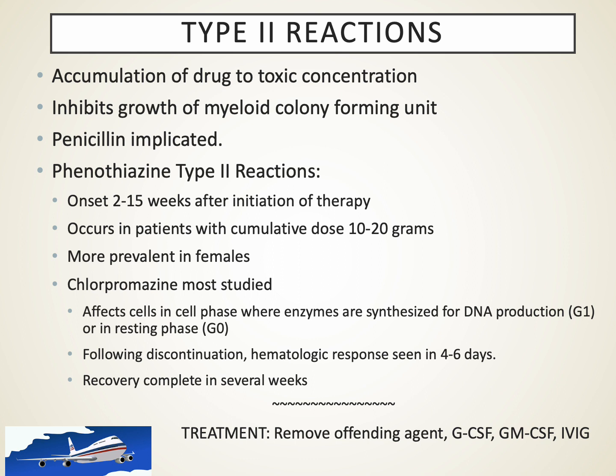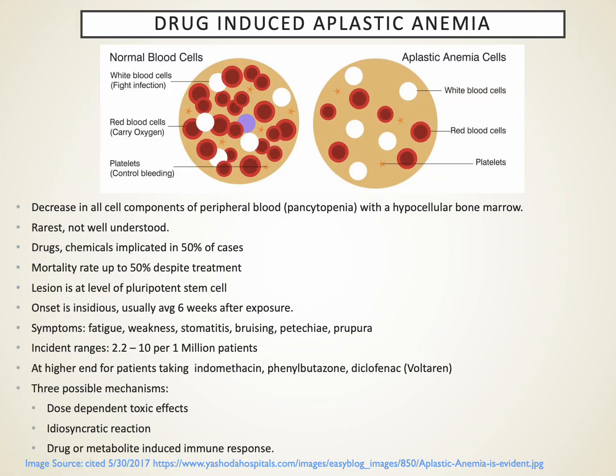And usually the way we'll treat these is to stop the offending agent, sometimes give things that will stimulate further neutrophil function, but we don't do that all that often. And finally, of all of the types of bone marrow insults that we can have from drugs, the worst of them is drug-induced aplastic anemia.